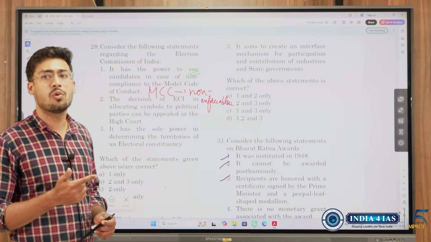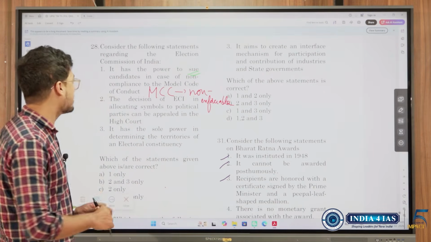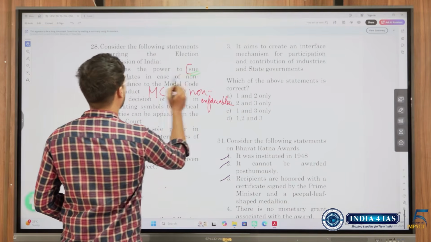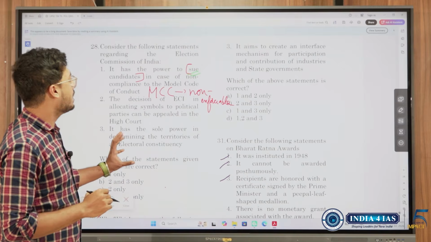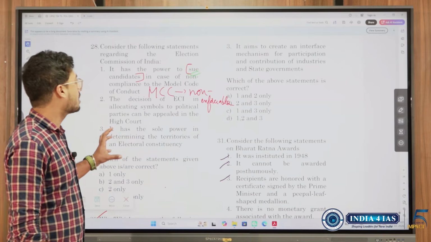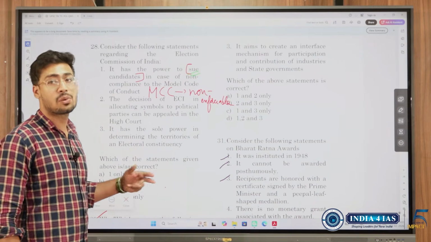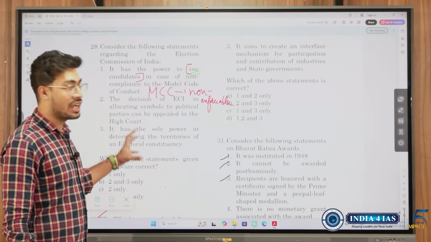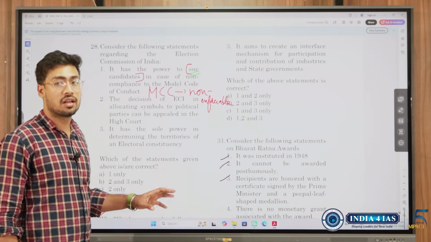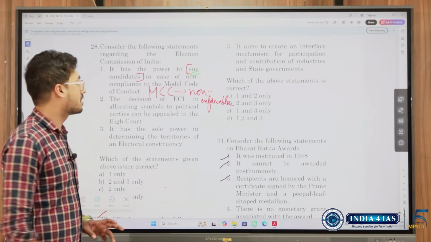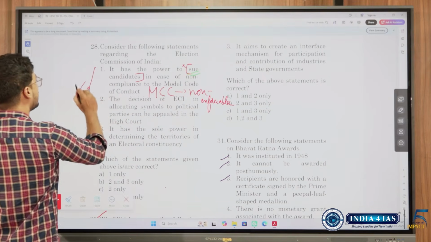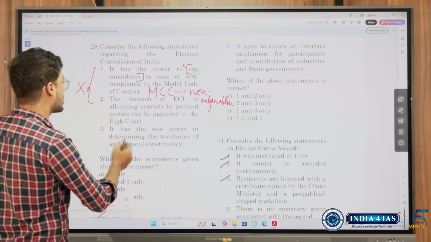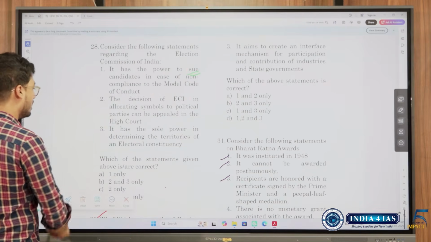So here, hearing the word sue can cause confusion. See, sue here means arrest. Election Commission can temporarily ban a person. Election Commission can issue notice or memos for violating Model Code of Conduct, but it cannot arrest the person. So here sue in that sense is arrest. So in that sense this will be wrong, and the rest of the things are easy and you can manage.